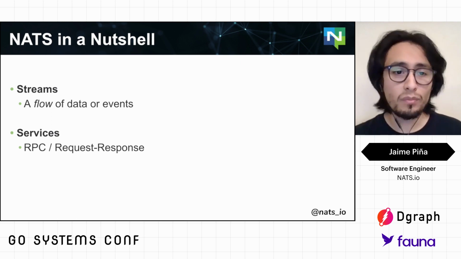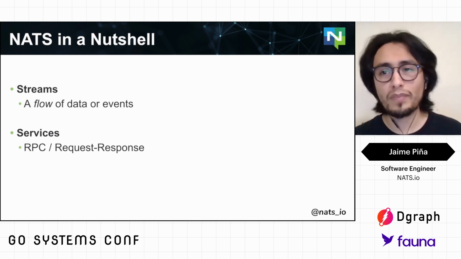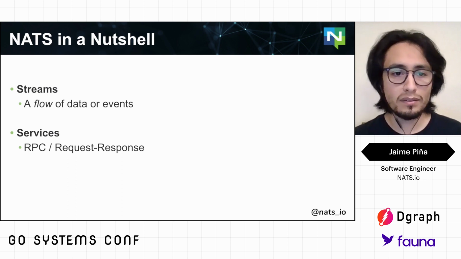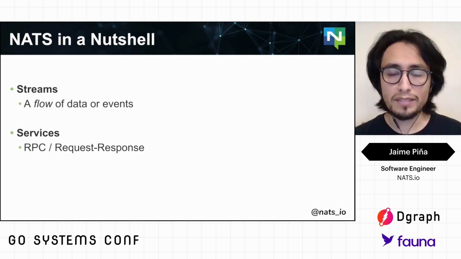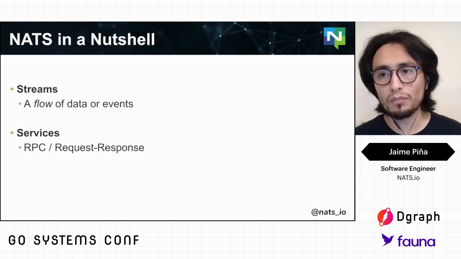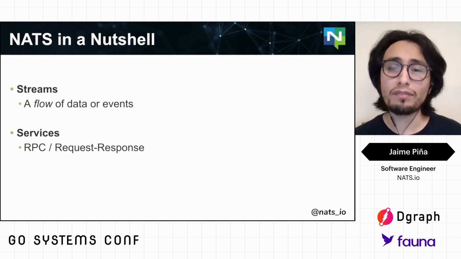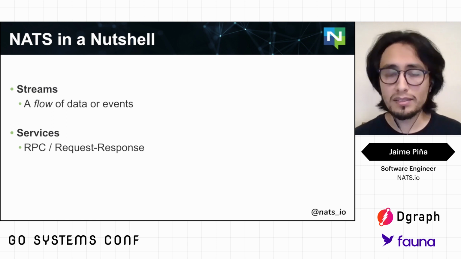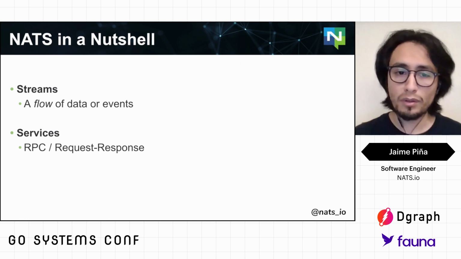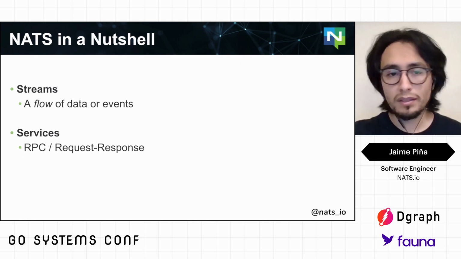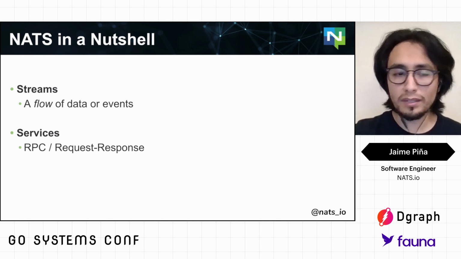On the other hand, we have services. In NATS, anything that's a request and response style interaction is called a service. A lot of us are probably already familiar with this concept. This is like RPC or HTTP. It's just when you send a request, you wait for a response. So let's look a little bit more in detail at streams.